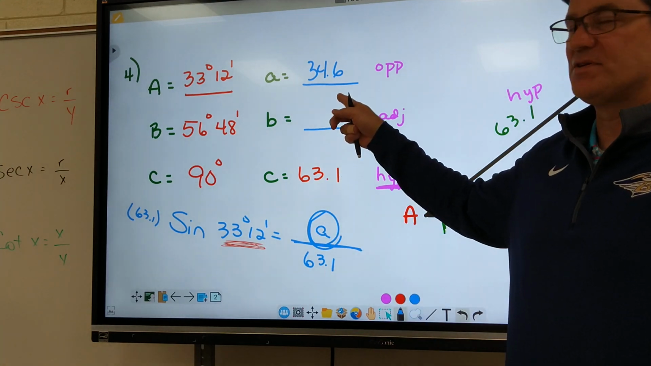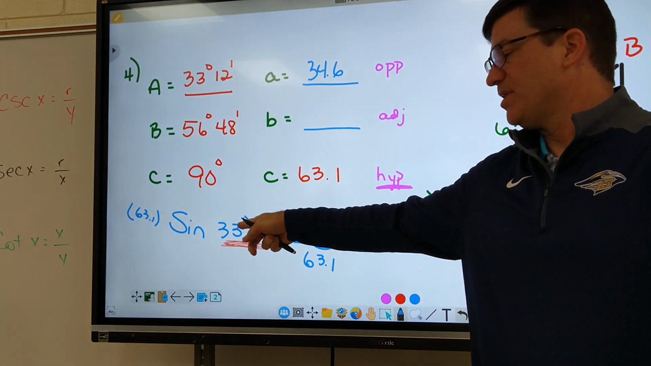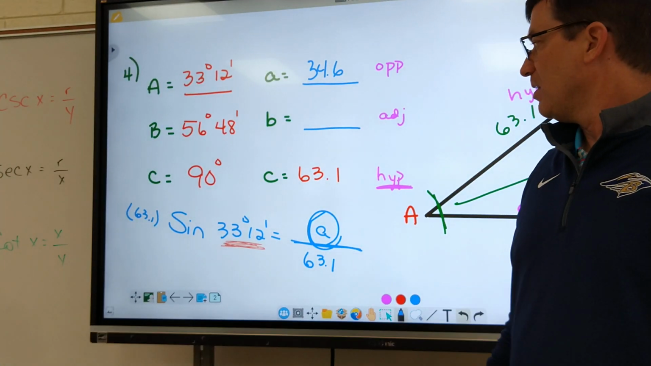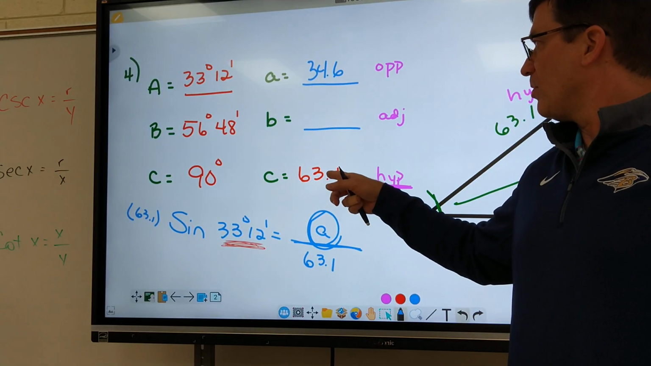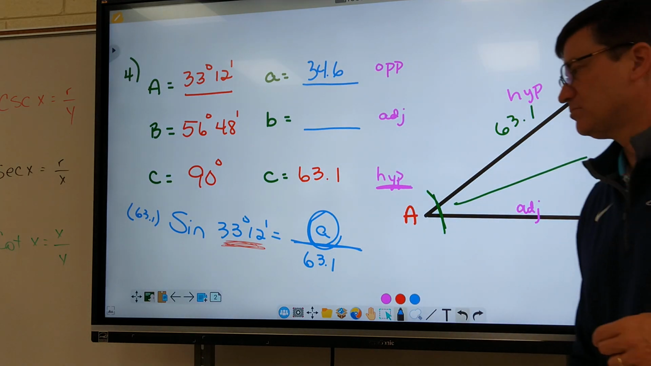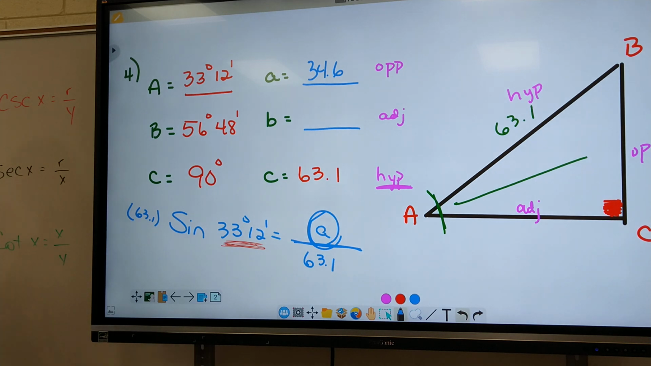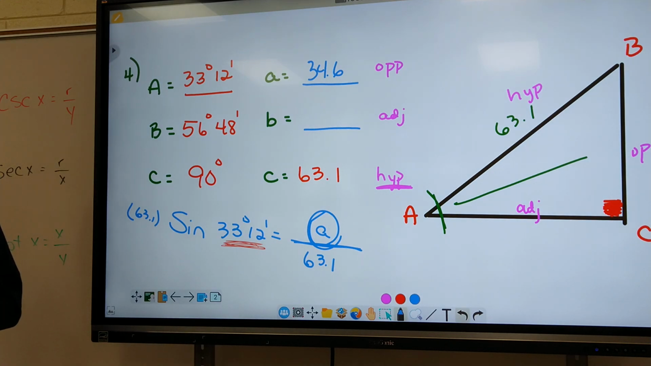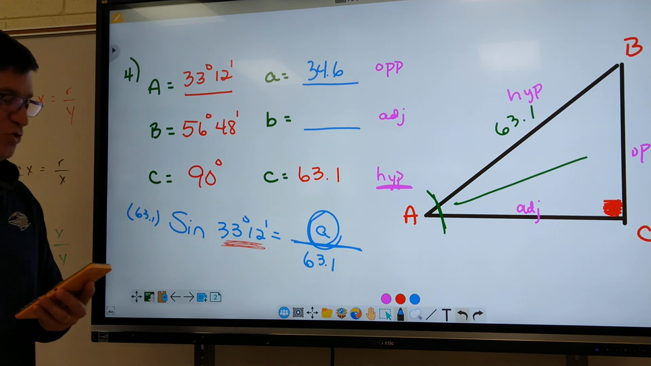All right, and to find the missing side here, I could do this again, Ada, but that's a lot of work. Why don't we just do a squared plus b squared equals c squared? So y'all can type in 63.1 squared minus 34.6 squared. Take the square root of what's left. 2784.45. I got 52.8.